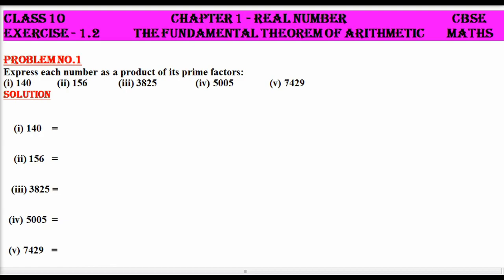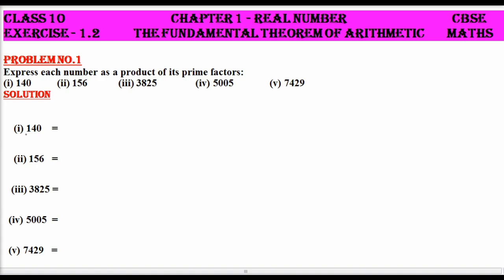Okay, class 10, CBSE Maths, Chapter 1, Real Numbers, Exercise 1.2, Problem number 1. Express each of the numbers as a product of its prime factors. So we are given 5 numbers. We are asked to express them as a product of primes. Okay, it's a very simple problem. Let's start doing them one by one.